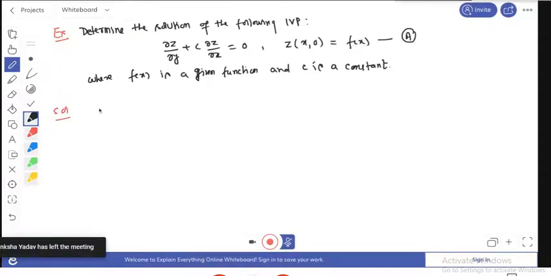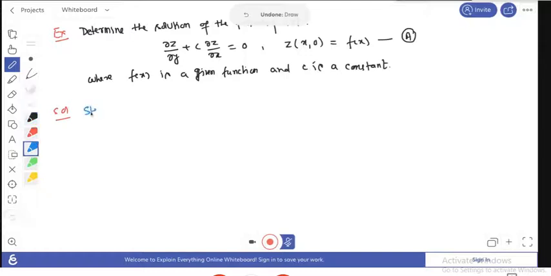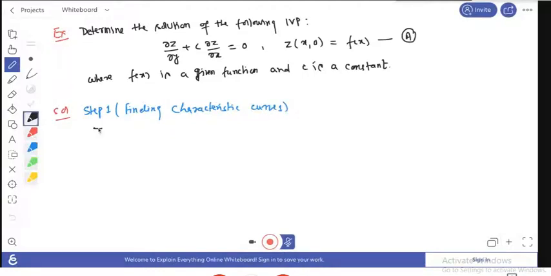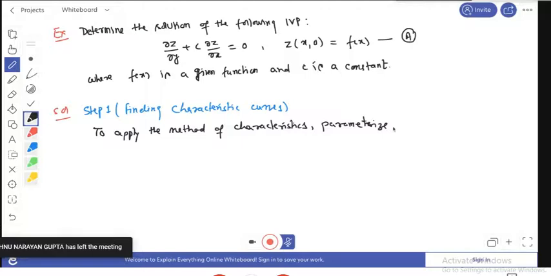First step is we have to find the characteristic curves. So in step 1, you have to find the characteristic curves, and for that we have to apply the method of characteristics, that is, parameterize the initial curve C as follows.